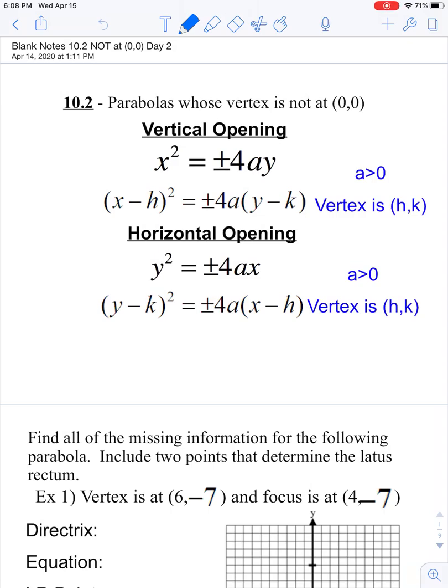Class, welcome to our second day of talking about parabolas. As we start looking at a couple of variations of our equations, let's just look at some of the basics that we remember from yesterday.